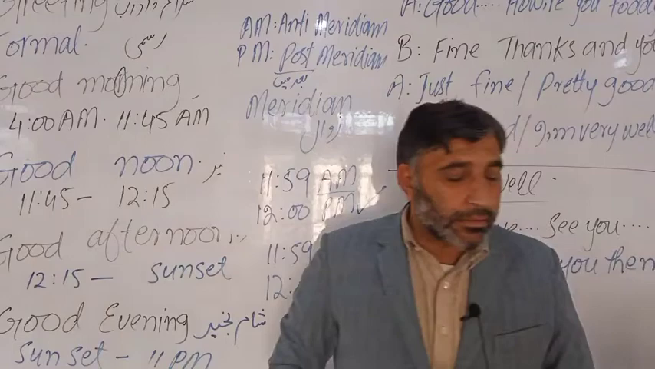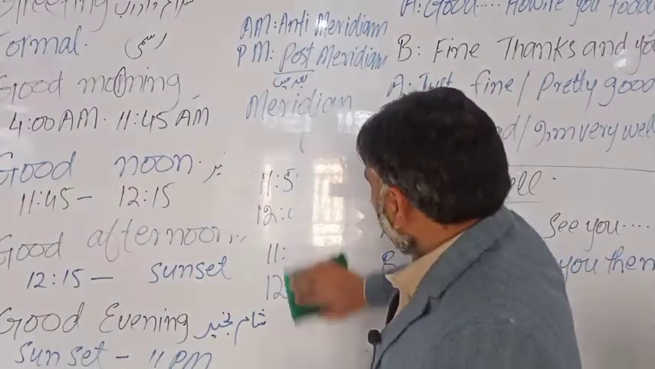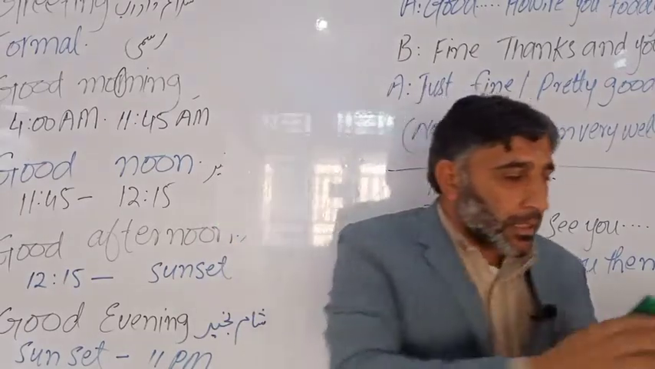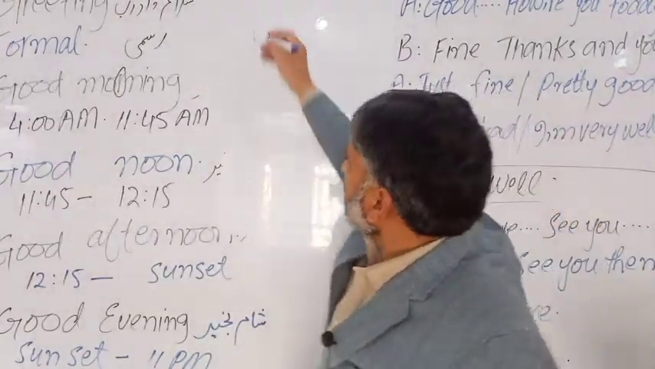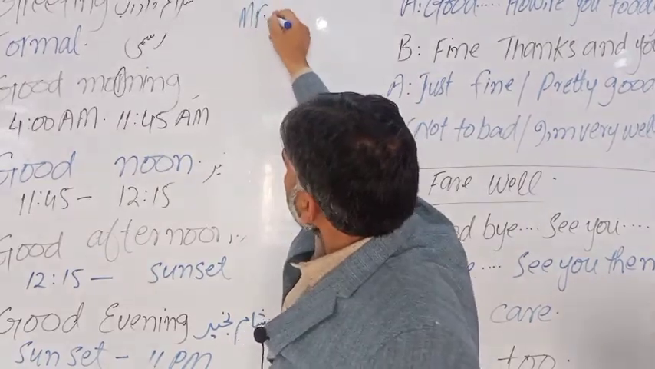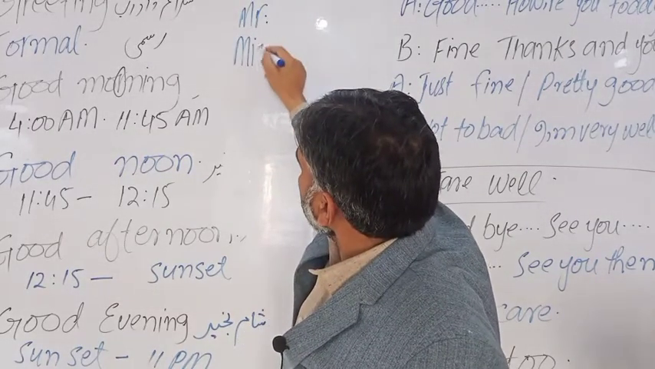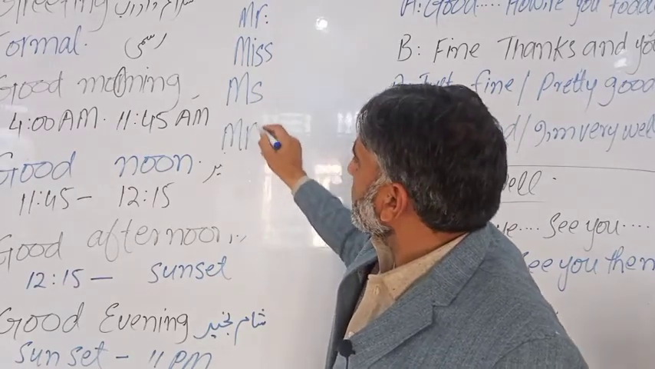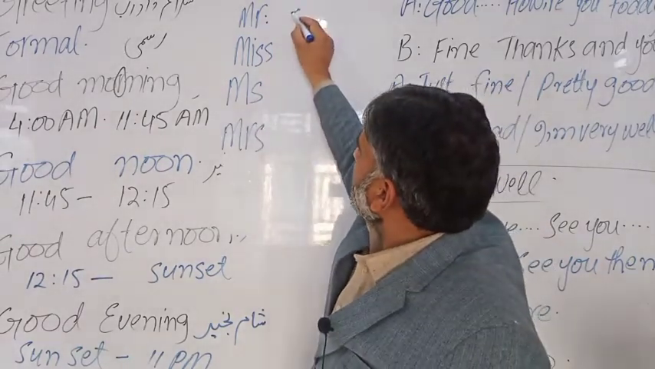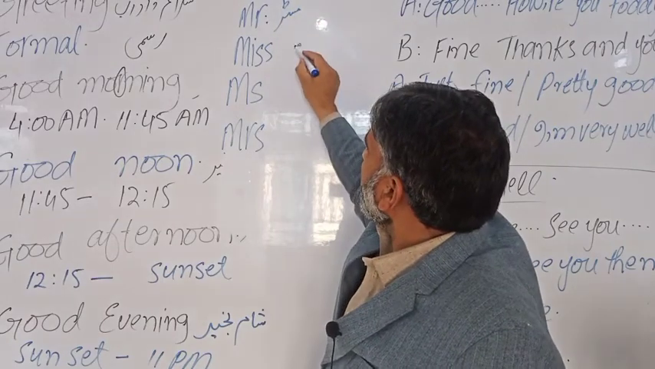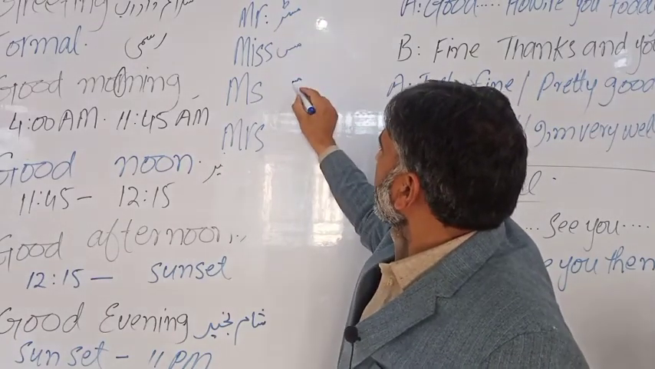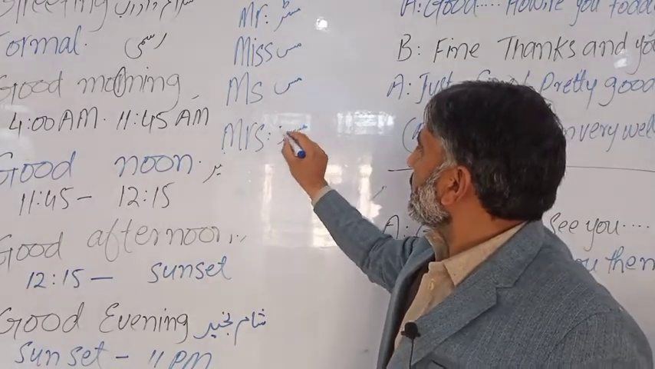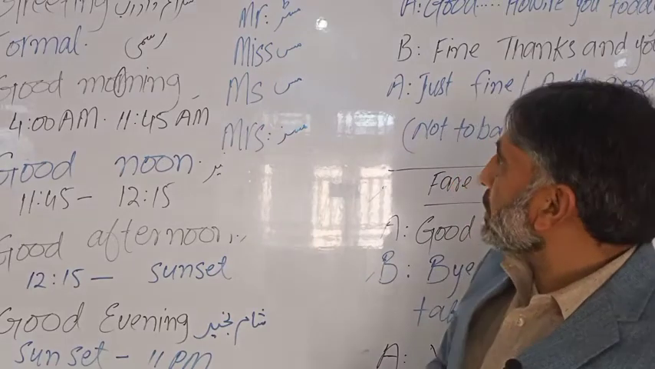There is another activity or another point in this activity as well, and that is the difference between Miss and Mrs. Their pronunciation is Mister, and this one's pronunciation is Miss, and this one's pronunciation is Misses. So what's the difference between these?